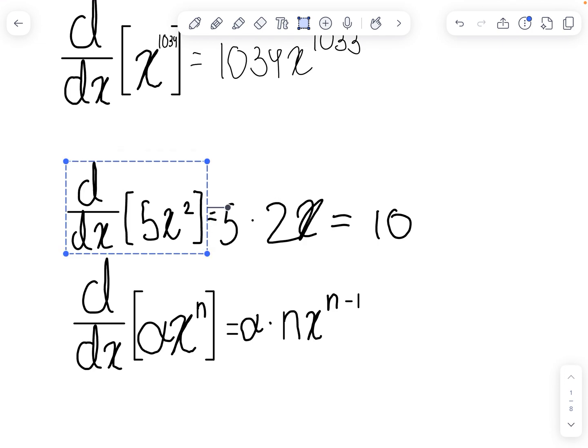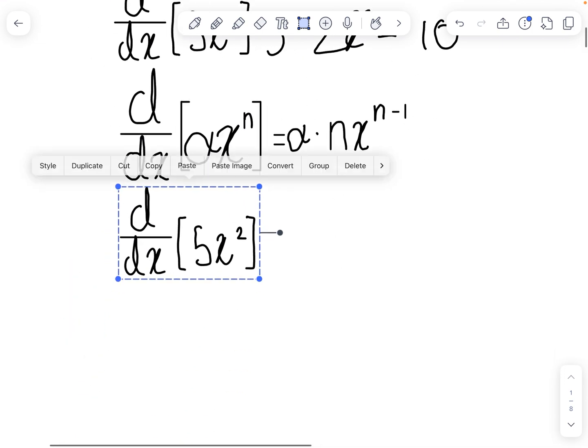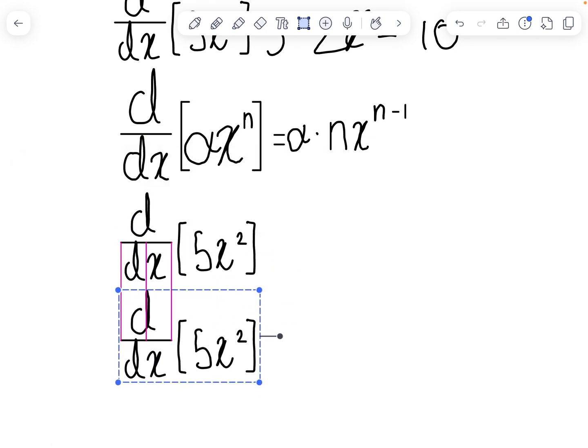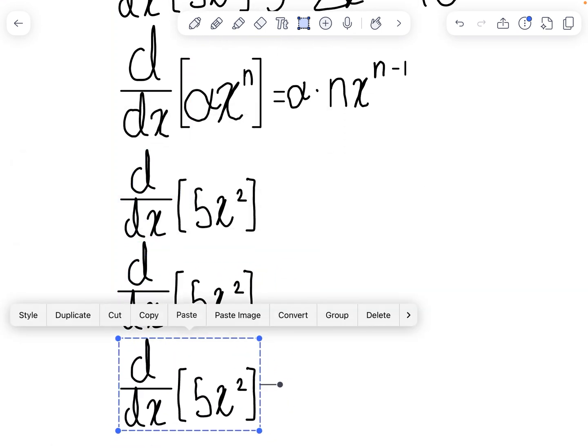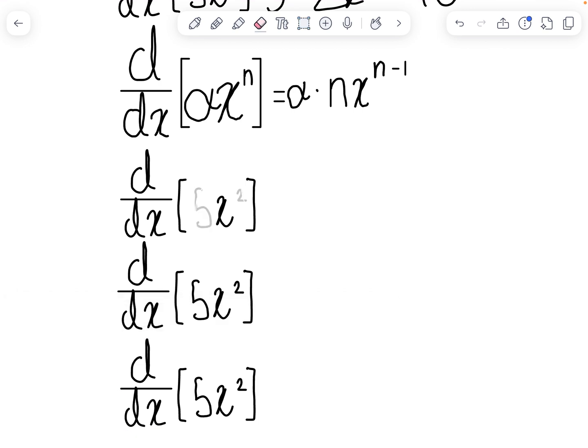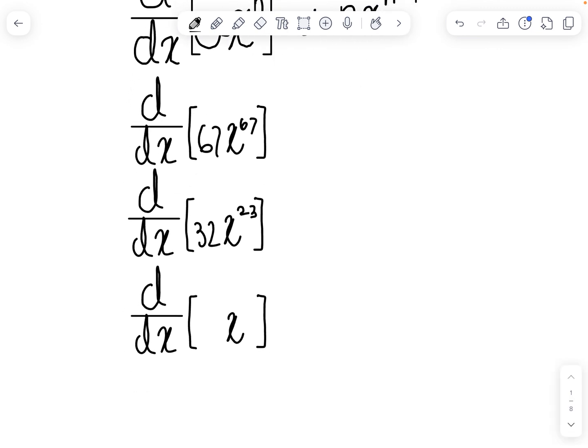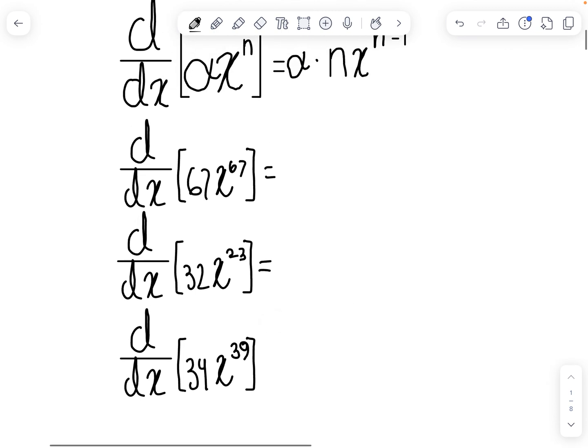So let's do some questions: 67 times x to the power of 67, 32 times 23 times x to the power of 23, and then 34 times x to the power of 39. So take some time to solve these questions.